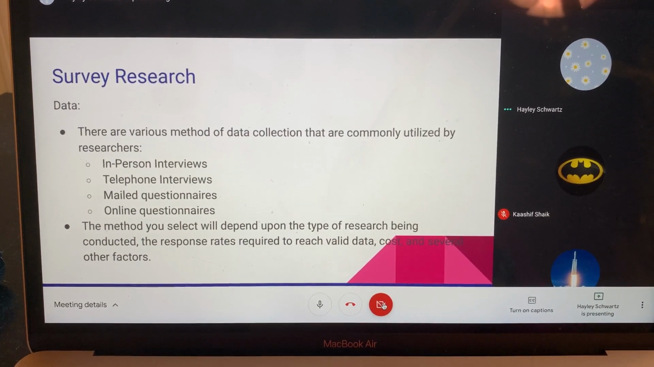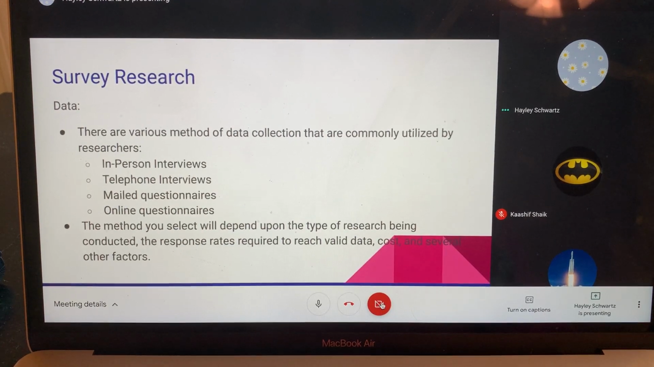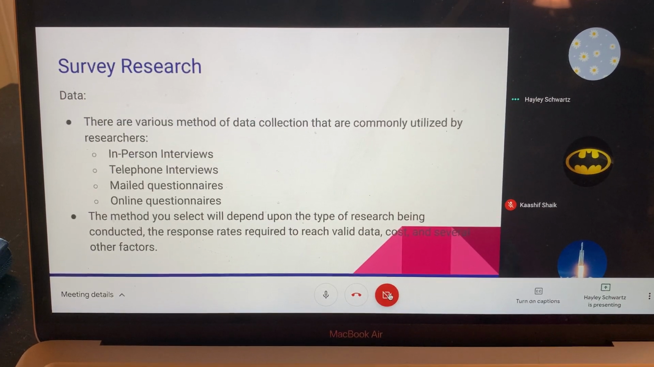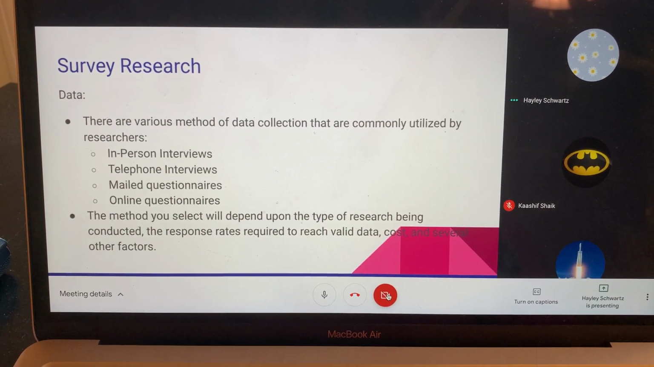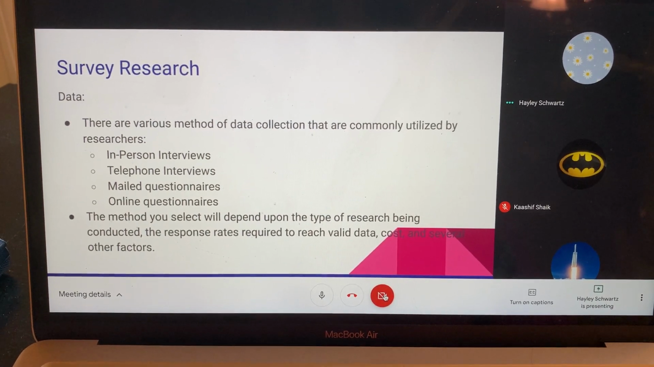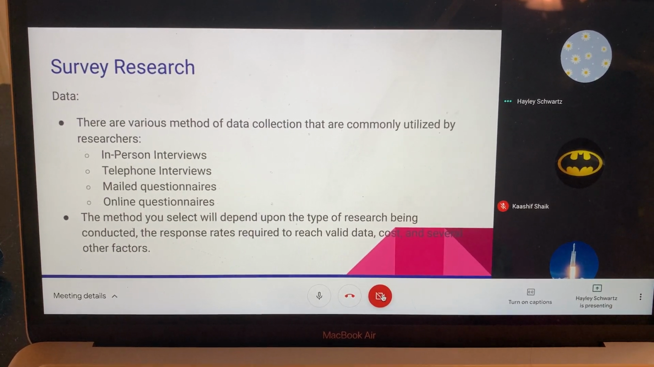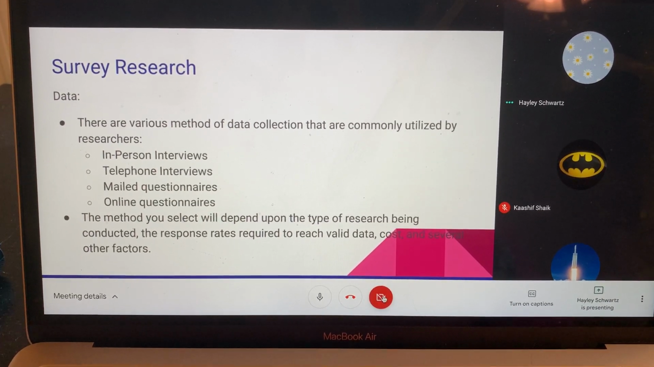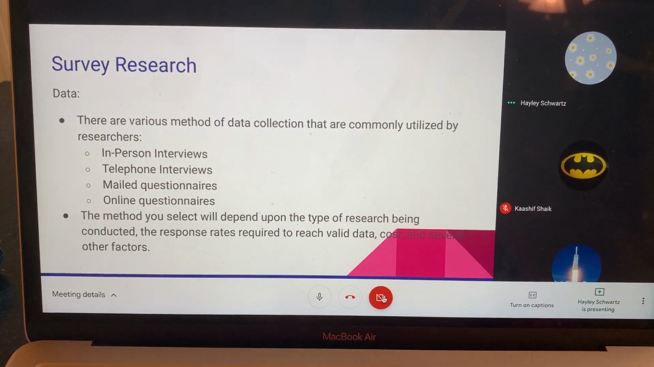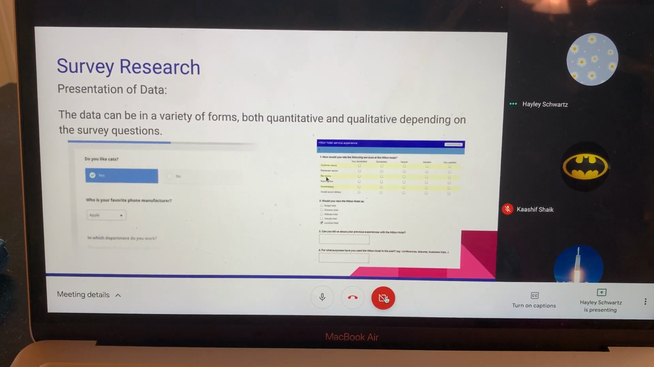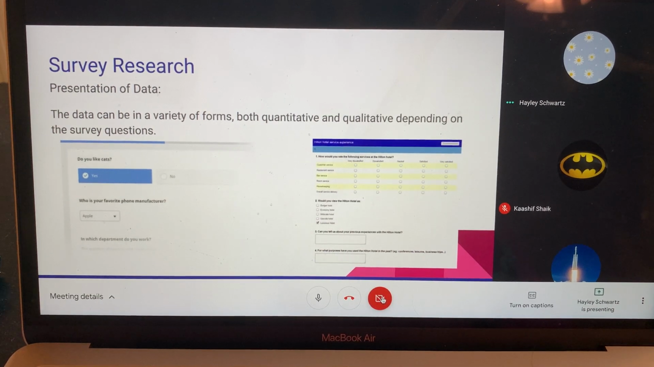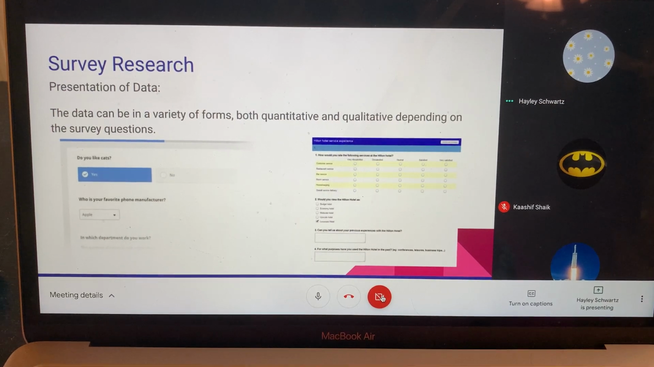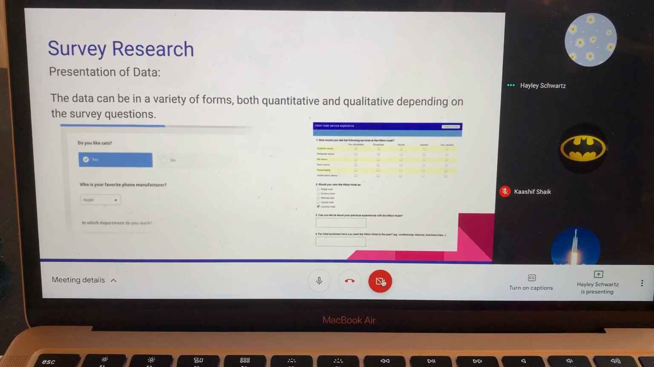There are many different ways of data collection that are commonly utilized by researchers, and some of the most common are in-person interviews, telephone interviews, mailed questionnaires, and online questionnaires. The method that you decide to select will depend upon the type of research that you are conducting, the response rates required to reach valid data, the cost, and several other factors. The data can be presented in a variety of forms, and usually it's either qualitative or quantitative, depending on the survey questions.